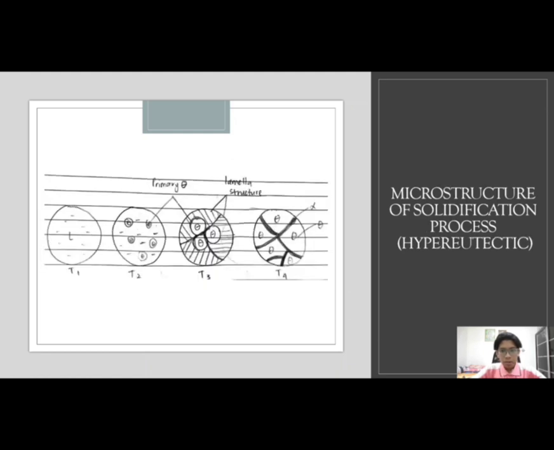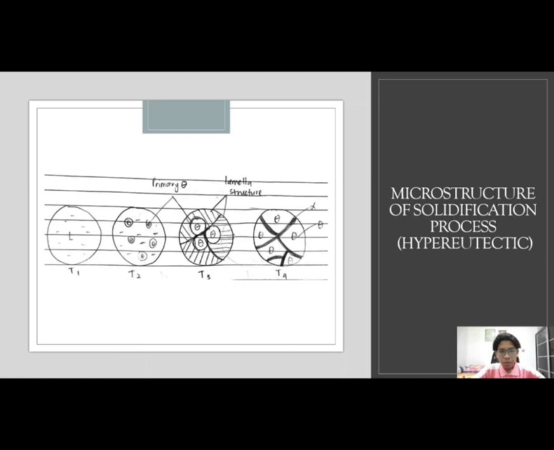After that, this is the microstructure of the process for hypereutectic. The flow is the same as the hypoeutectic but slightly different, where we can see at the first temperature the liquid phase is in the microstructure, and then when the temperature goes down, the primary theta starts to form in the liquid, and then when the temperature goes further down, the lamellar structure and the grain boundary start to form between the primary theta.